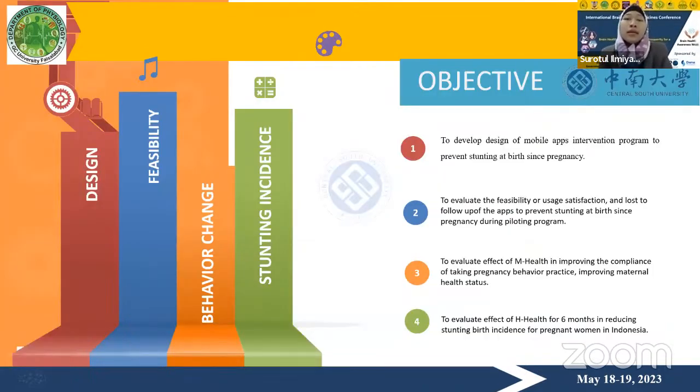The study will be conducted in pregnant women from the second trimester until delivery. The objective, first, is design. I want to develop the design of a mobile app intervention program to prevent stunting at birth since pregnancy. The second one is feasibility, to evaluate the feasibility or usage satisfaction and prevent loss to follow-up. The third one is behavior change, to evaluate the effect of mHealth on behavior practice. And the last one is stunting incidence. I want to evaluate the effect of mHealth for 6-month intervention in pregnant women to reduce incidence of stunting at birth.